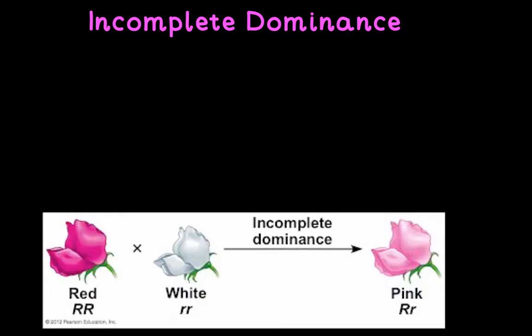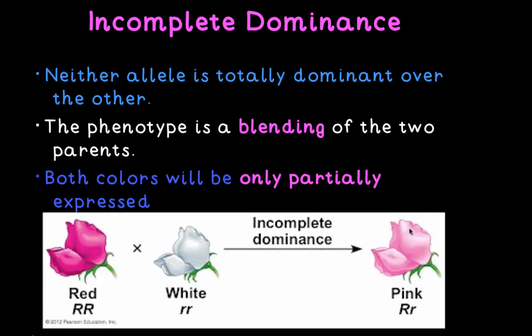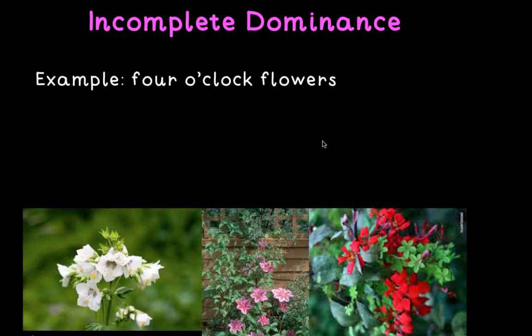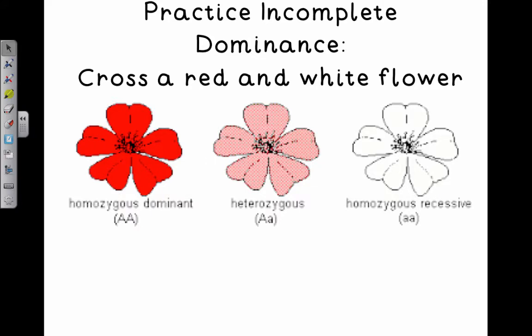Notice that here in incomplete dominance we have a red rose and a white rose, here shown as being recessive because it is, but neither of them has complete dominance over the other. They're only partially expressed, blending both of the colors. This is a case of the 4 o'clock flowers. We have the red and the white flowers, and the mixture is a blending or a pink flower. So let's practice in your notebook crossing a red and white flower. Here is the genotype of the red flower, here is the genotype of the white flower, and here is the genotype of the pink flower.